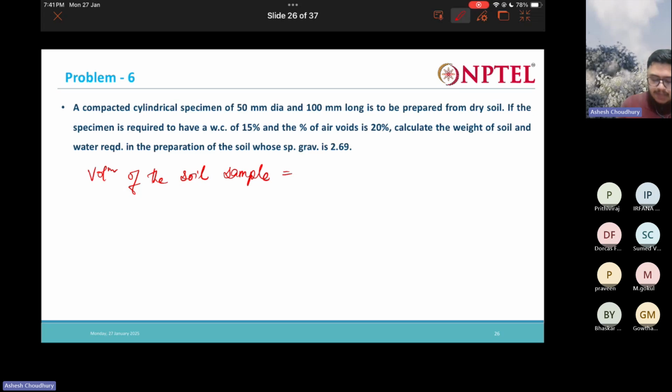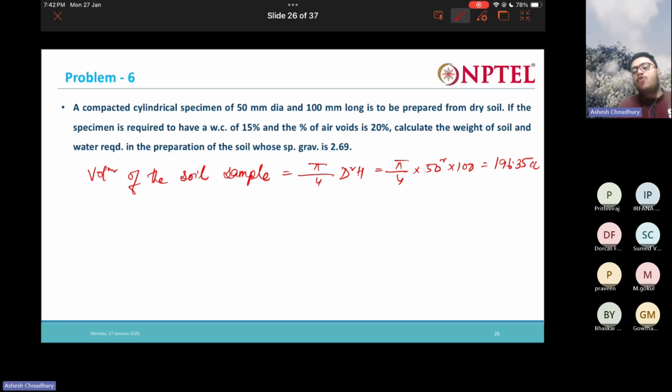Yes. So there is nothing but the volume of the cylinder. So 4 by pi by 4 t square h, nothing but pi by 4 into 50 square into 100, which is 196.35 cc. Correct. Now next step is what we need to do. We need to find out the volume of water. So see how can you find out the volume of water.